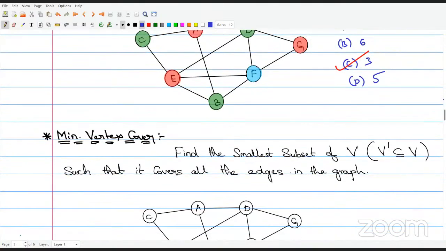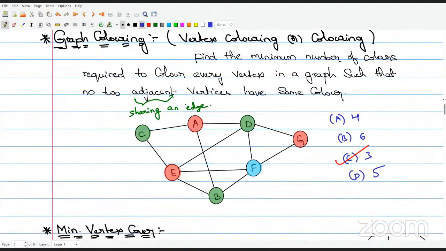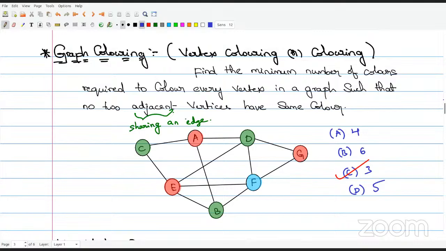Initially it was the 6 color theorem, then later it came to 5. Then recently it turned out to be the 4 color theorem. If you are interested, you can open Google and go through that 4 color theorem. So that is about graph coloring. Graph coloring is basically how to color all the vertices such that no two adjacent vertices have the same color.